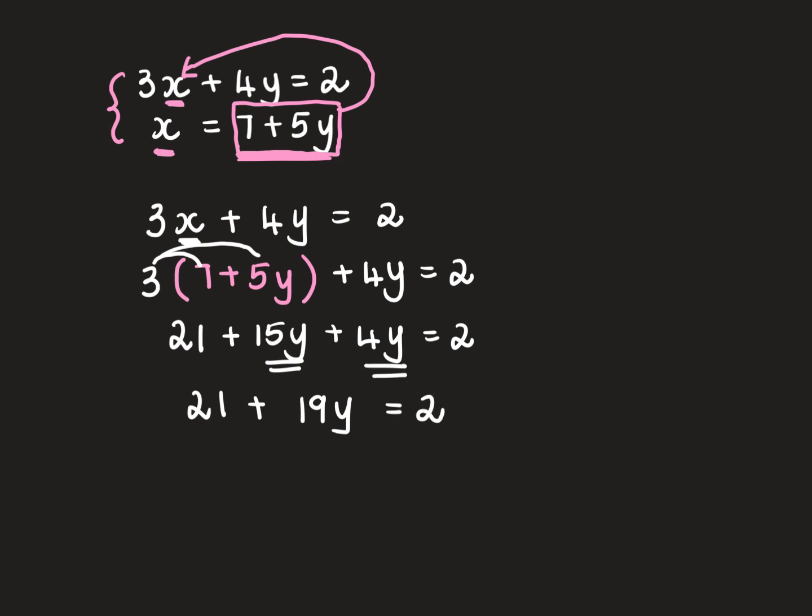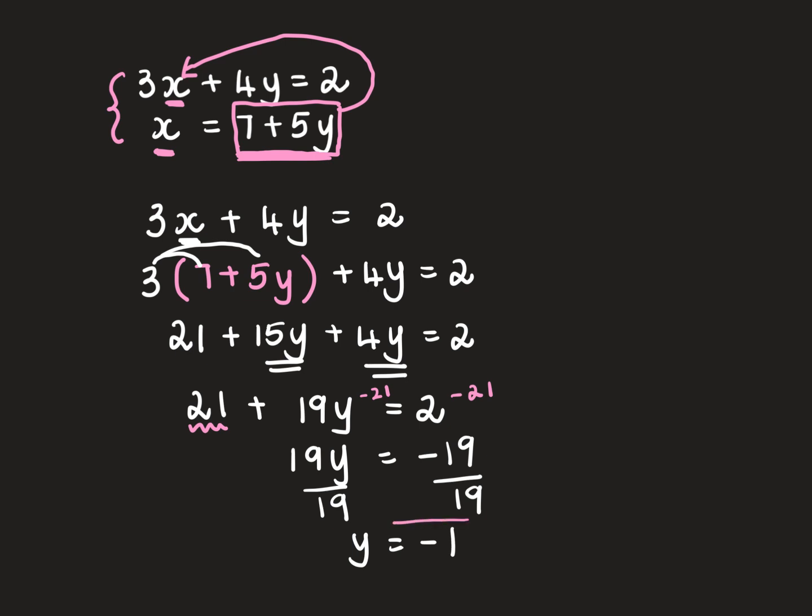Next I need to solve this equation. Well, I've got 21 here. I can take 21 off both sides. That leaves me with 19y is equal to 2 minus 21. That's negative 19. How do I solve this now? Divide by 19, and y is equal to negative 1. Now, this is my first solution, y equals negative 1.